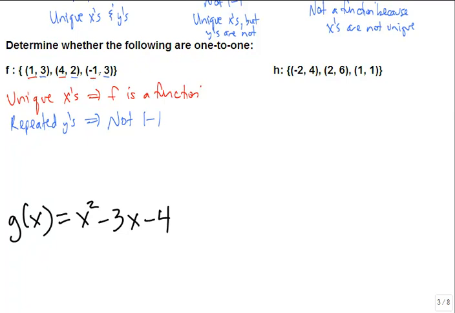Alright, let's try it on the next example. So here's the function h. Is it a function to begin with? Yes, because we have -2, 2, and 1, so we have unique x's. Do we have unique y's? 4, 6, and 1? Yes, we do. So we have unique x's and y's, so therefore it is one-to-one, and therefore if I were to swap these x's and y's, I would get a function back.